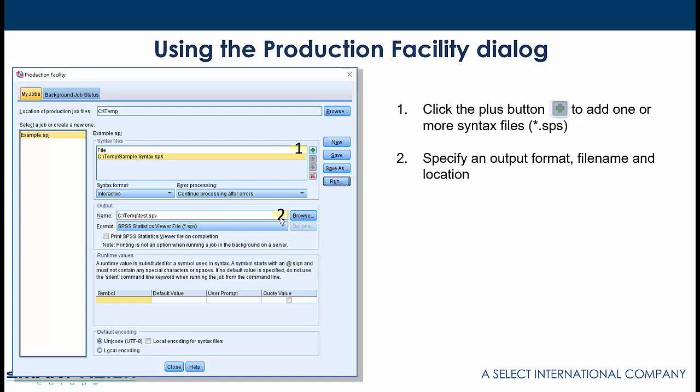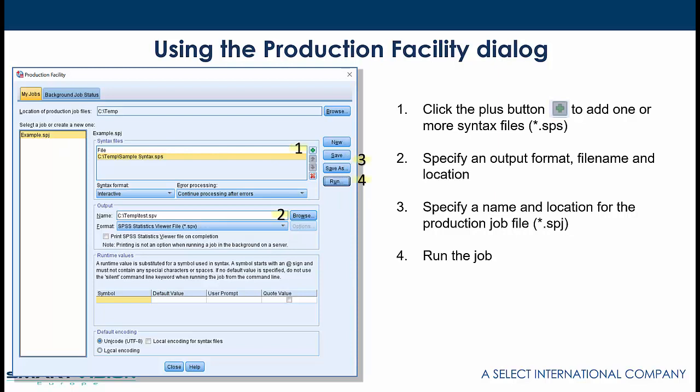Then we want to browse and specify where we want the output to be sent and what format we want it exported in. So we're going to put it out into C:\Temp, and we're just going to call it test.spv. And then we specify a name and location for the production job file. So we're basically going to wrap this syntax up inside a file, which we're going to hit save here, or save as, to give it a name. We're actually going to call it just example.spj. SPJ means it's an SPSS production job. And lastly, we're going to run it. We're going to run the job itself.